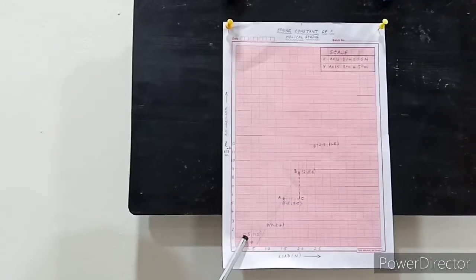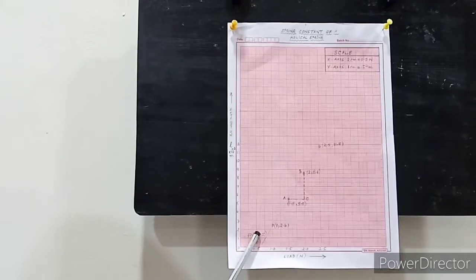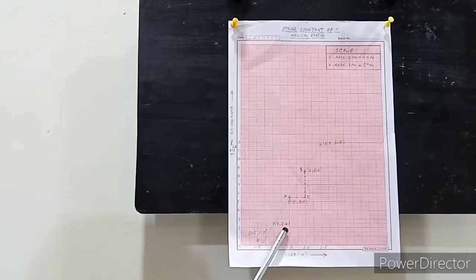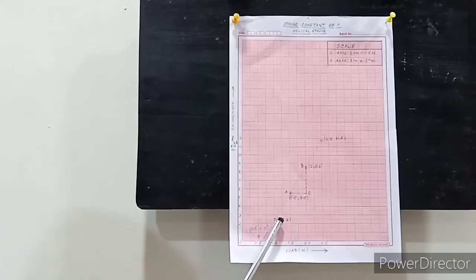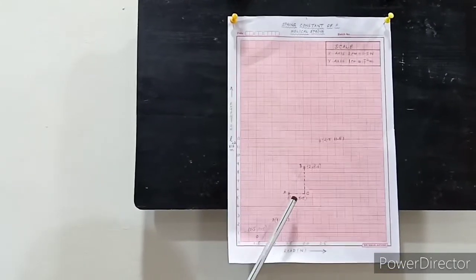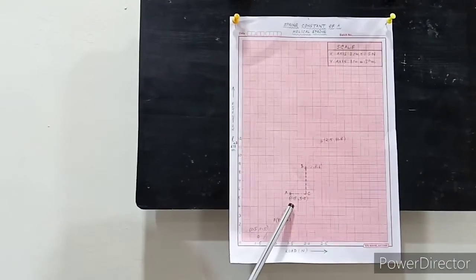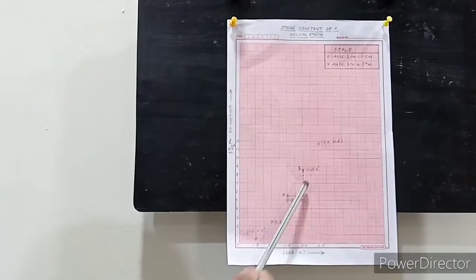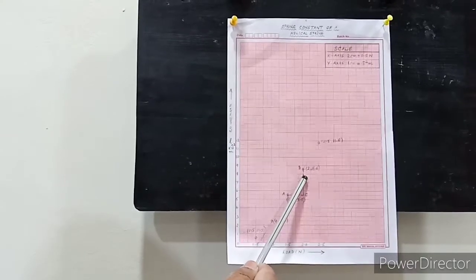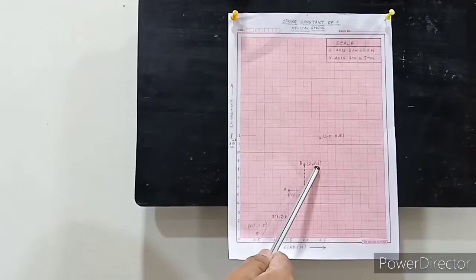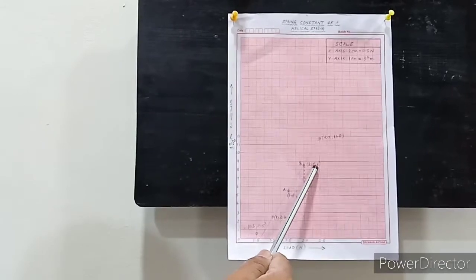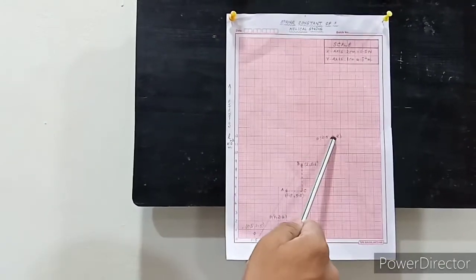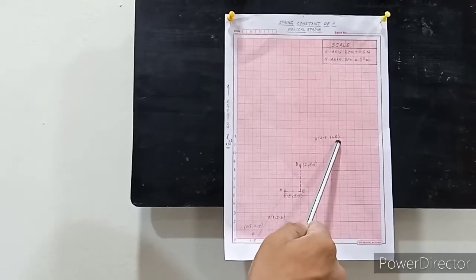So for 0.5 Newton, the extension is 0.5. Then for 1 Newton, the extension is 2.4 into 10 power minus 2 meter. For 1.5 Newton load, the extension is 5.5 centimeter. For 2 Newton load, the extension is 8.6 centimeter. Then for 2.5 Newton load, the extension is 11.8 centimeter.